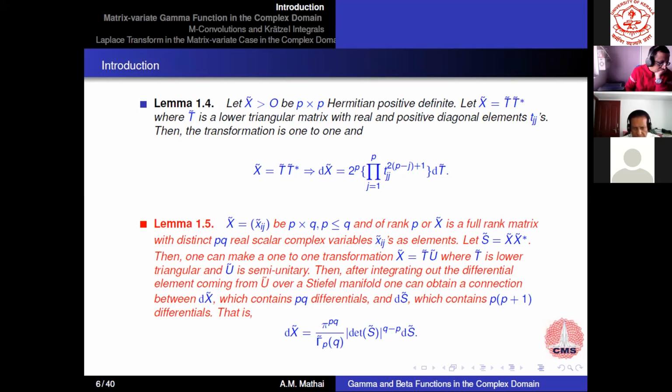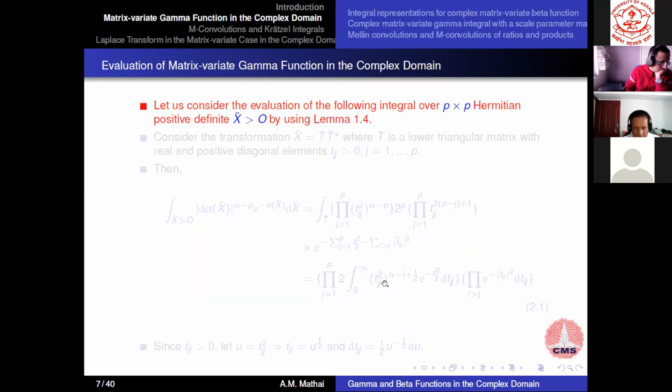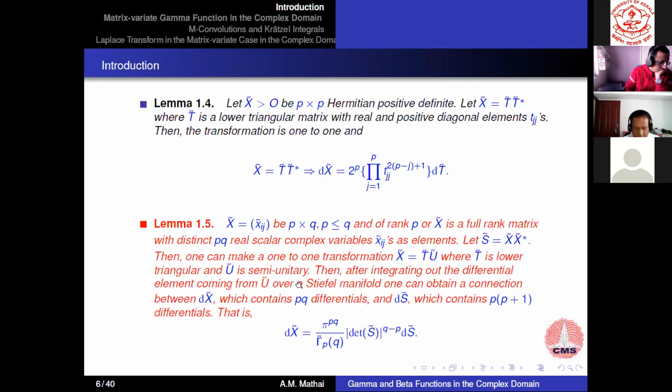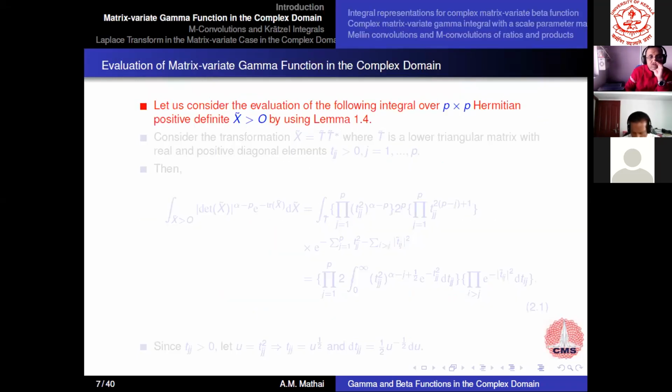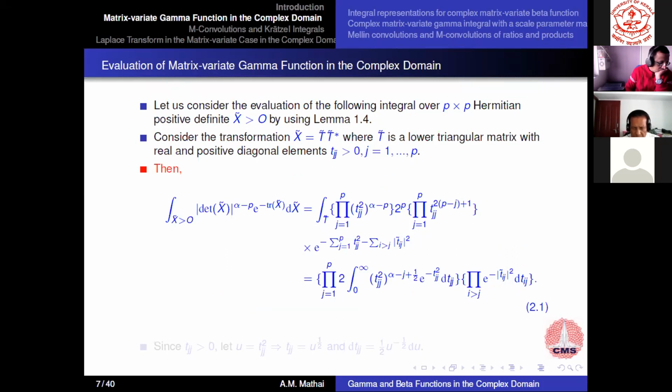So the connection is dX equal to pi raised to pq by gamma p of q, where gamma p is a complex matrix variate gamma. You find it here. So this gamma p is a complex matrix variate gamma. It is pi raised to p into p minus 1 by 2, gamma of q, gamma of q minus 1, etc., differing down to gamma of q minus p plus 1.